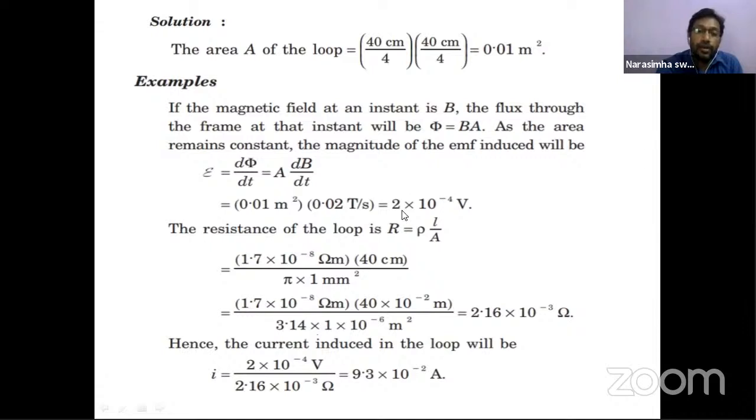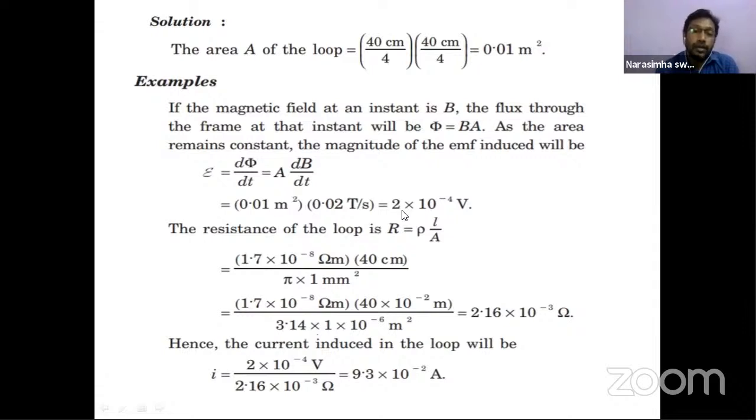The E value you got is 2 into 10 power minus 4. Now, the resistance of the copper wire loop in the problem is given, right? So that value is R = rho L by A. This is the resistance of a copper wire. So this is the formula, R is equal to rho L by A.